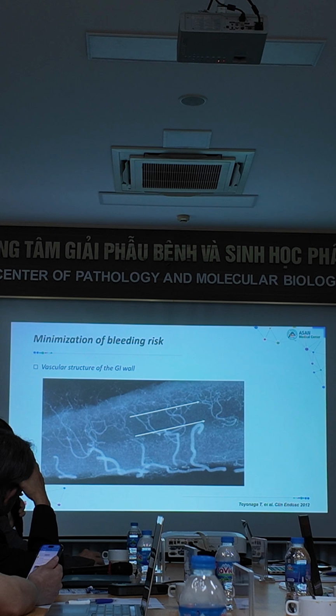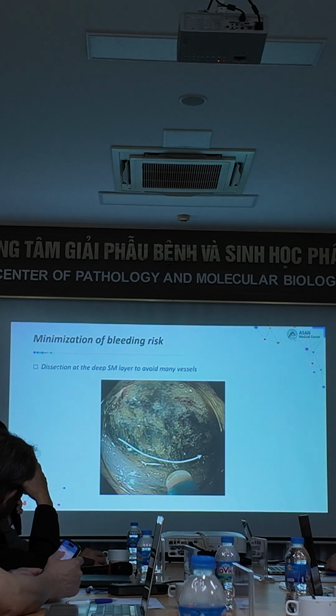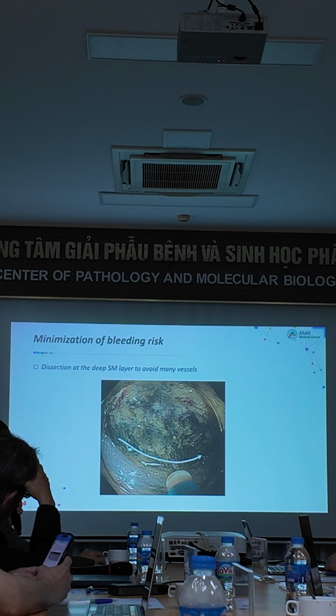So if you perform superficial submucosal dissection, there could be multiple episodes of bleeding compared to the deep submucosal layer. So this is the muscle layer, and the dissection level should be at the lower third of the submucosal layer to minimize the risk of bleeding.